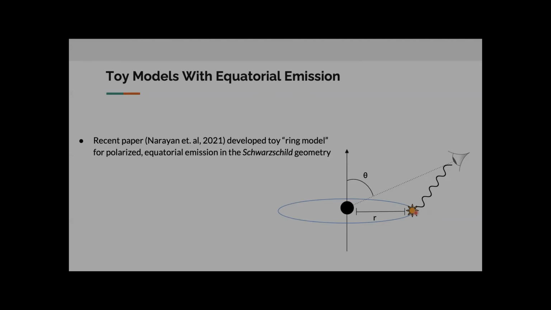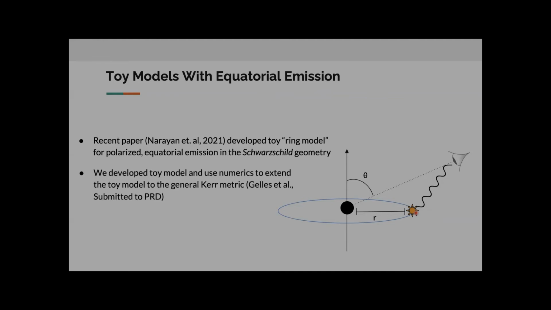And so in a project that I've been working on with a number of collaborators, we extended this toy model for the Schwarzschild case to the general Kerr metric. In doing so, we were able to investigate the effects of spin on polarization and understand polarized images from yet another point of view. And so I want to talk about this toy model for spin in a little bit more detail.